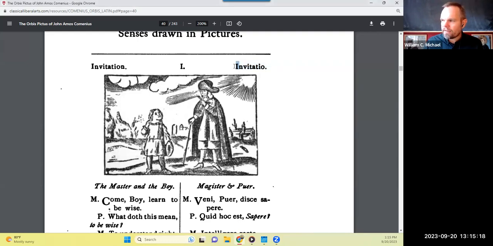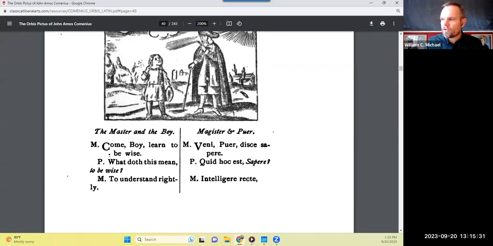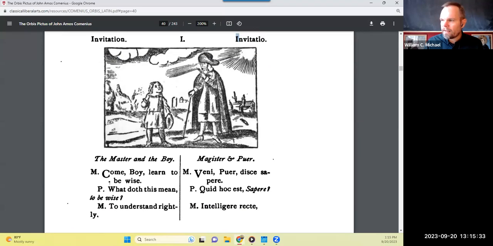Okay, so lesson 1, the topic is invitation. The Latin is invitatio, and we're going to use Christian pronunciation in this course because it's Christian writing. So invitatio, or invitation to the course. And we have a picture here of 2 people. There's a man and a boy. And you can see that in the title of the lesson, we read the master and the boy. So we've got a schoolmaster or teacher and a boy, a student. And then we have here the Latin, magister et puer, magister et puer.